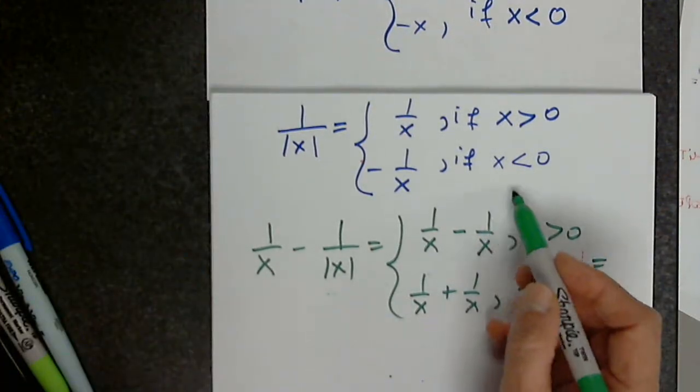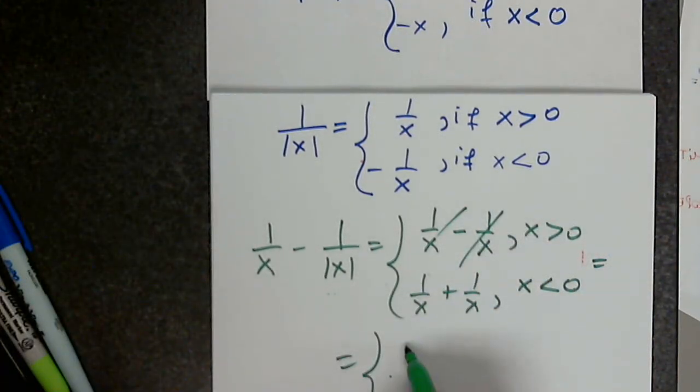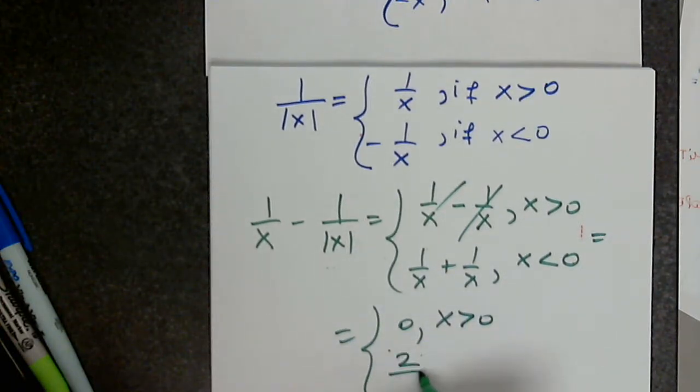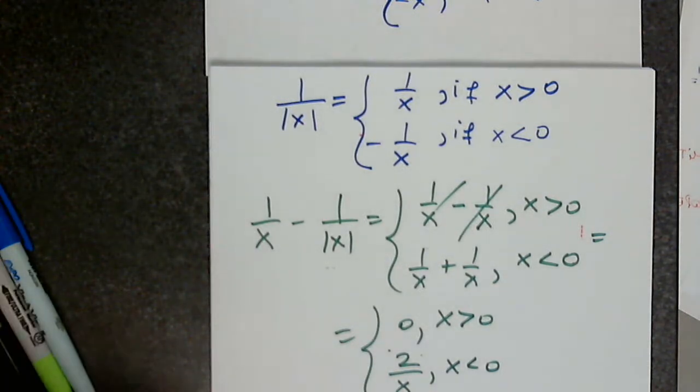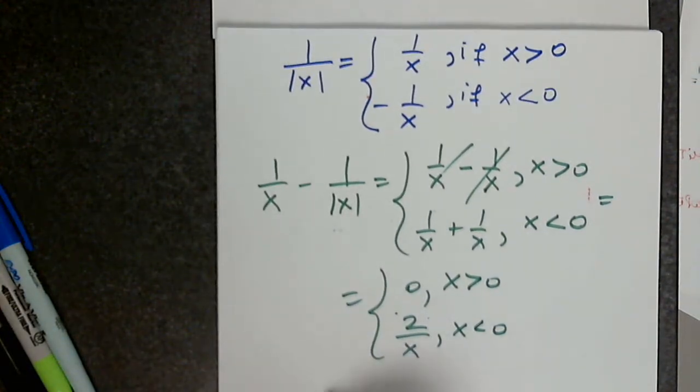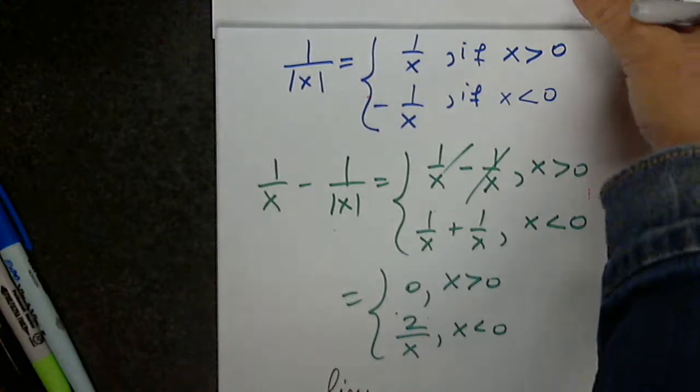So the simplified form is simply 0 for x greater than 0, and 2 over x for x less than 0. After all this work, I simplified the function, and now I'm asking you, how much is the limit as x approaches 0 from the right, and how much is the limit as x approaches 0 from the left?